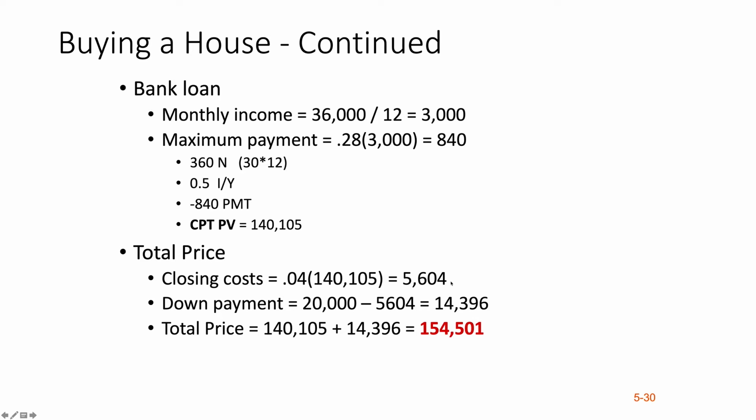You already have $20,000 in the bank. $20,000 minus the closing cost, $5,604. The remaining is $14,396. Now we use this as your down payment, plus the loan amount, $140,105. The total price of the house is $154,501.